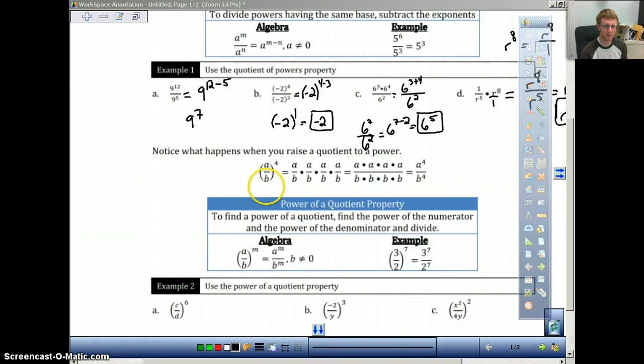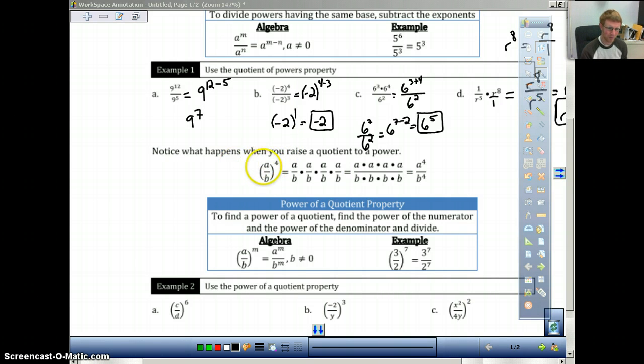Well, again, if we were to write this out the long way, it would be a over b 4 times. A over B, A over B, A over B, A over B. And if we multiply straight across the top, we have 4 A's, A to the 4th, and we have 4 B's, B to the 4th. Well, all that means is that we're doing the same thing we did before.